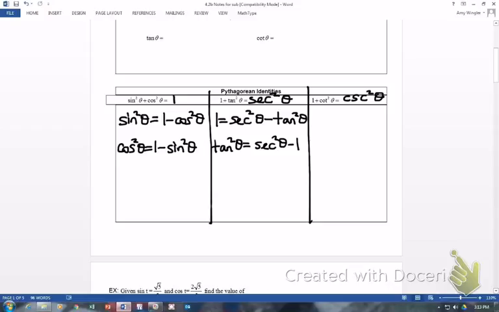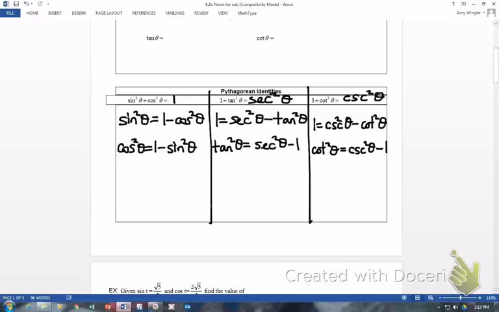On the third identity, if I wanted to solve for 1, I would subtract cotangent squared from both sides. So 1 would equal cosecant squared of theta minus cotangent squared of theta. If I needed to solve for cotangent squared, I would subtract 1 from both sides. So cotangent squared of theta is equal to cosecant squared of theta minus 1.